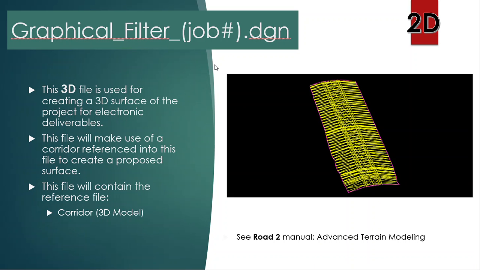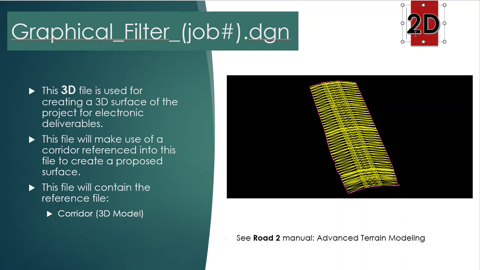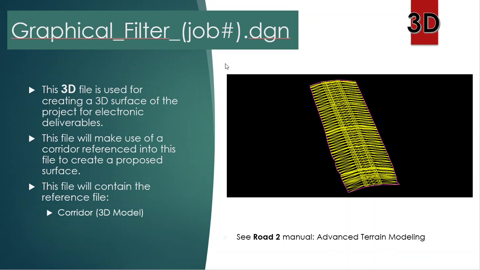The graphic filter, this is a 3D file. I'm going to fix it right now. This is a 3D file. This 3D file is used for creating a 3D surface for the project for electronic deliverables. Okay, so this file will make use of a corridor referenced into this file to create a proposed surface.